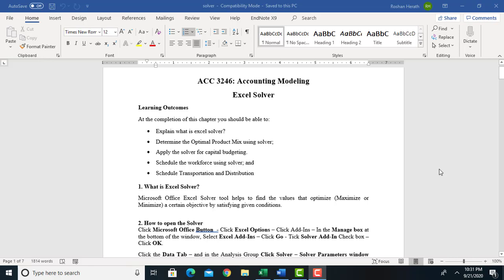Now you have to figure out what kind of combination of investments you are going to pick, or which investments you are going to accept. So the Excel Solver may come in handy in such a situation.